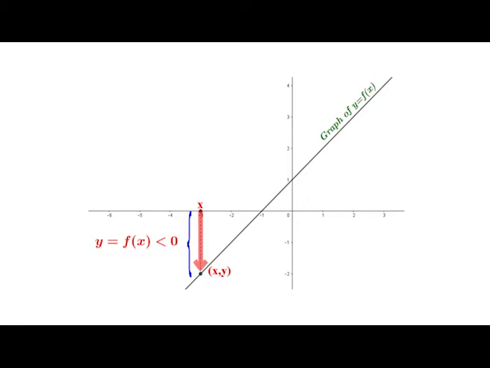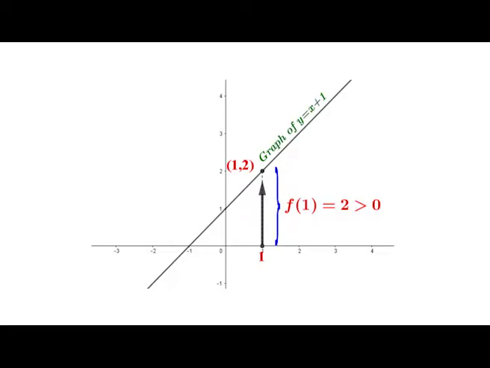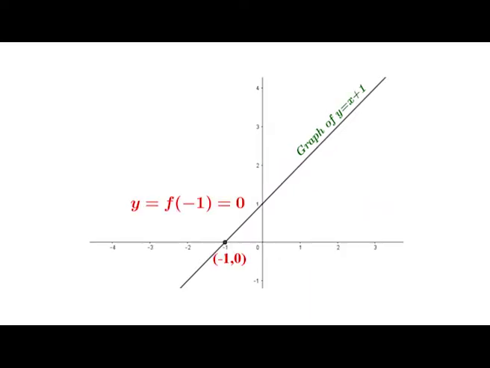For example, in the graph of y equal to x plus 1, f of 1 equal to 1 plus 1 equal to 2, which is greater than 0. Hence, the point (1, 2) lies at a height 2 above the point x equal to 1. f of negative 1 equal to negative 1 plus 1 equal to 0, and the corresponding point is (negative 1, 0), which lies on the x axis.